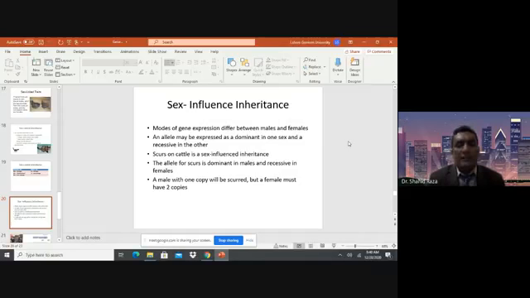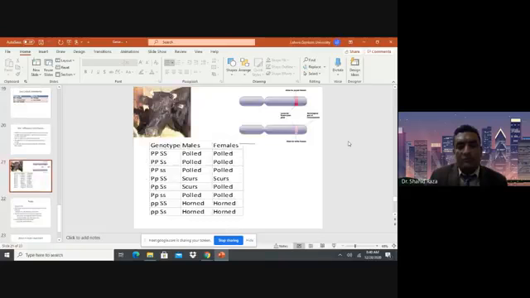Scurs on cattle are a sex-influenced inheritance. The allele for scurs is dominant in males and recessive in females. A male with one copy will be scurred, but a female must have two copies. Here is the example of the cattle.